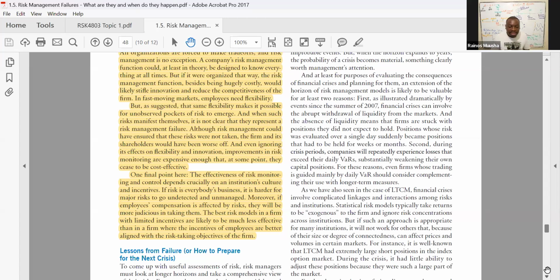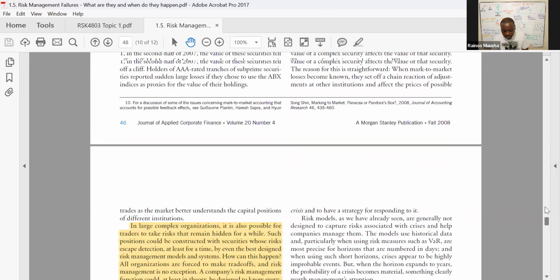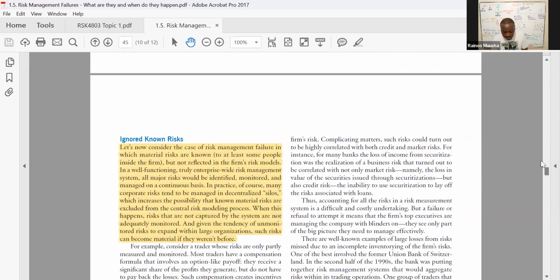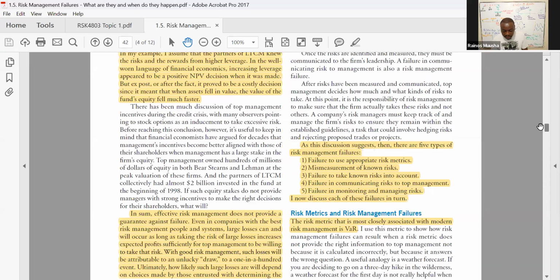So at the end of the day, the effectiveness of risk management boils down to the culture within the organization. If the organization has the right culture, it means that the risk management function is also going to be more effective. So that's basically what they're saying. So from unit 1.5, what have you taken note of? The most important thing that we need to make sure that we take note of there is the roles and responsibilities of the risk manager.